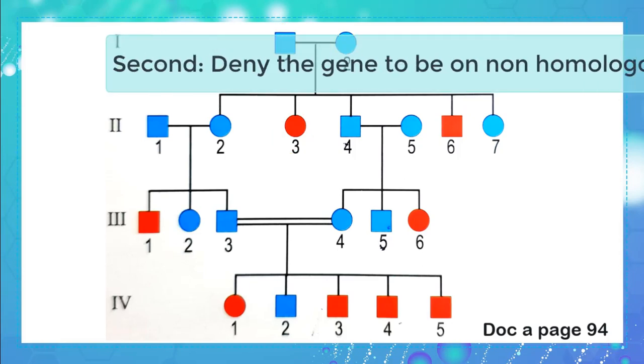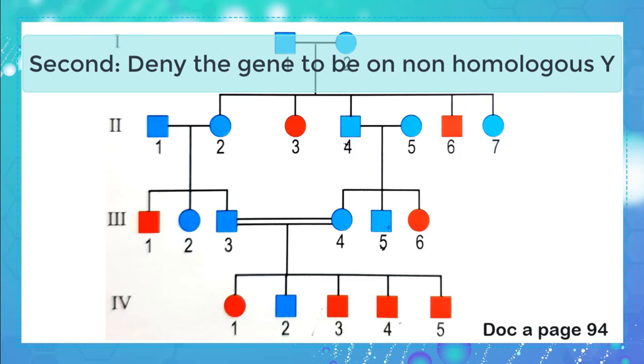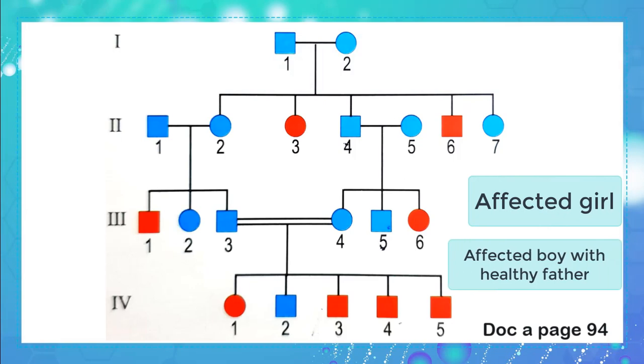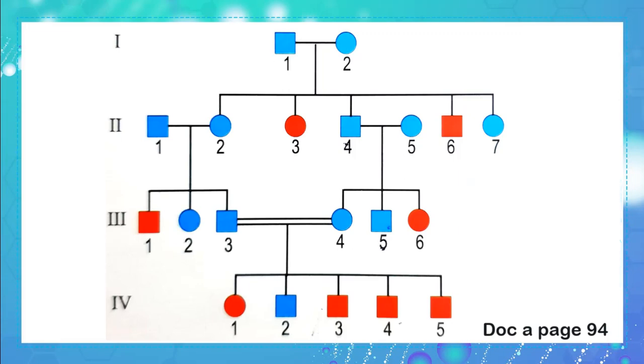Now, to deny that the gene is on the non-homologous part of Y chromosome, search for an affected girl or search for an affected boy with a healthy father. In this pedigree, both proofs are available. If the allele for cystic fibrosis was carried by the non-homologous part of Y, then it's not possible for females to be affected by this disease, knowing that they only have 2 X chromosomes. Having affected girls in the pedigree certainly assures that the gene is not on the non-homologous part of Y.